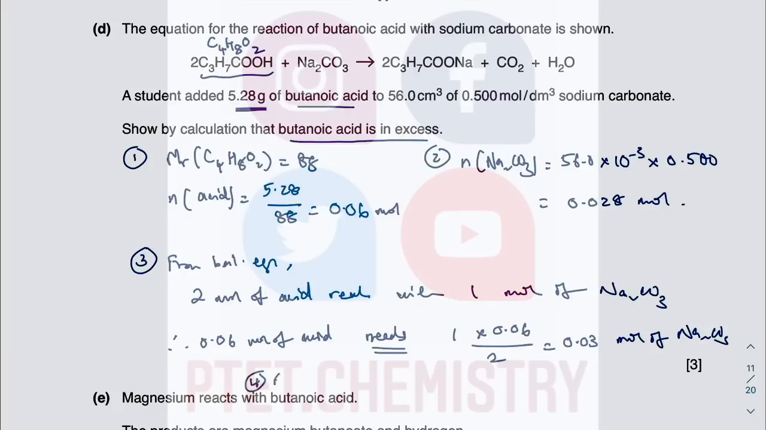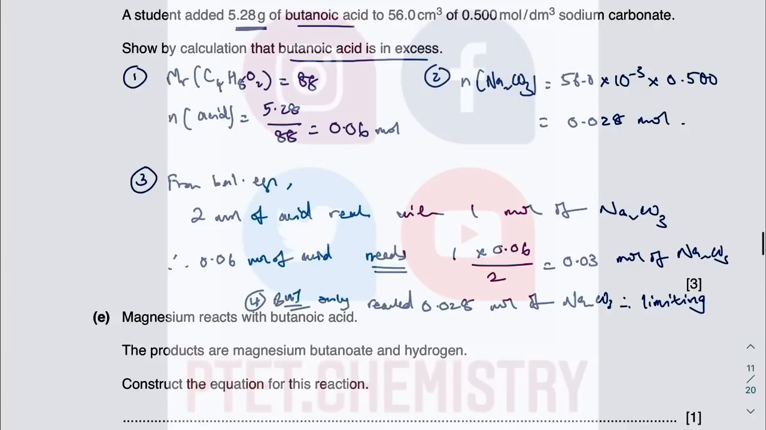But only 0.028 mole of Na2CO3 reacted. Therefore, that one is limiting. It is not enough. You don't have enough of it to react, therefore it limits the reaction. If Na2CO3 limits the reaction, therefore the acid is in excess.